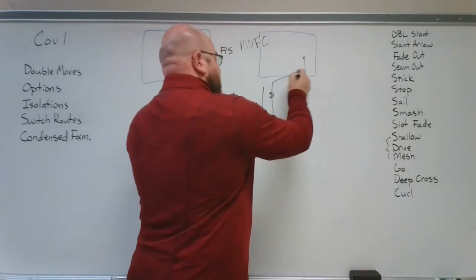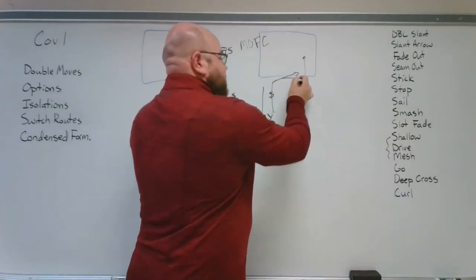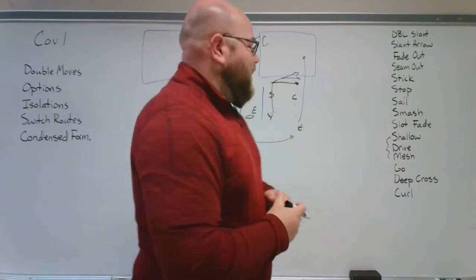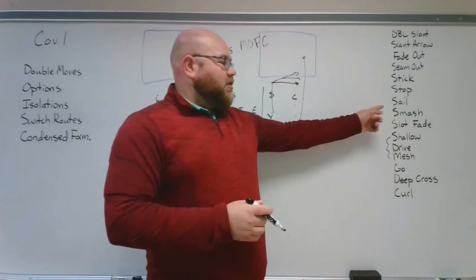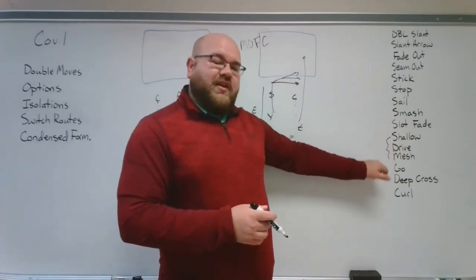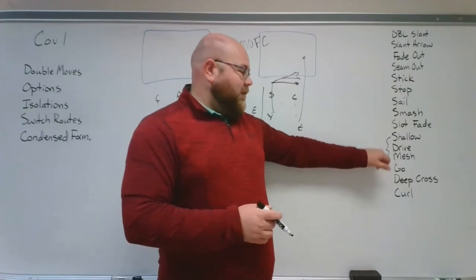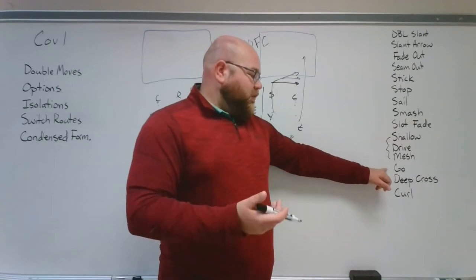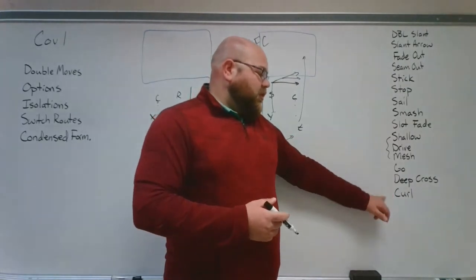We've got the go, and it's either a corner, maybe the John Gruden banana, or you could even call it just a straight out there. We've got smash, a slot fade. These three are all very similar. They're in the same family here. We've got shallow, drive, and mesh, go or four verticals, a deep cross, and a curl.